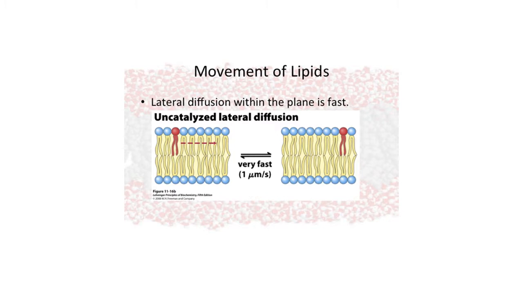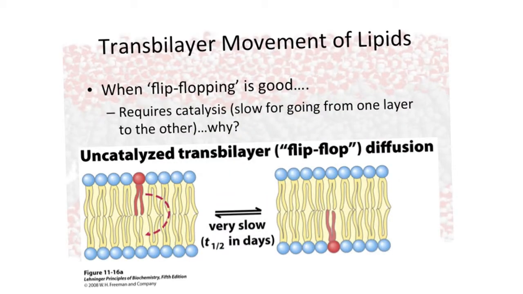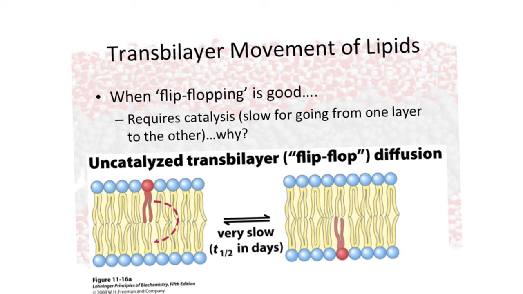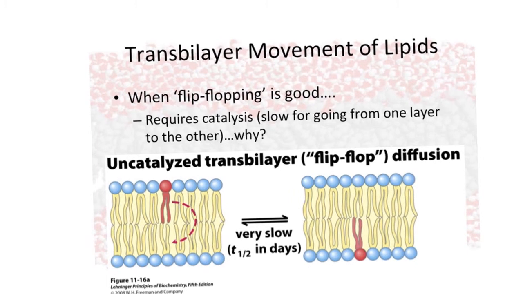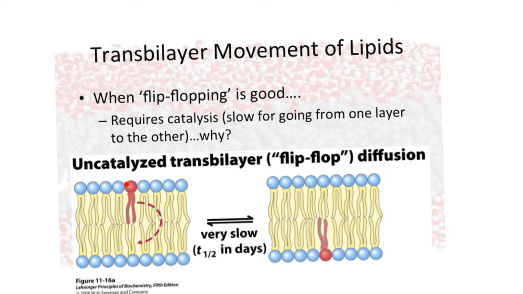Okay. So you can have this trans bilayer movement, but it does require a lot of energy, because if you don't catalyze it, as I mentioned, it's very, very slow. They're showing the T1/2 would be in matters of days, weeks, months, because it's almost impossible to get that phosphate to flip. It's not wanting to flip from the outside to the inside or the inside to the outside. And this trans bilayer diffusion is sometimes called flip-flopping.